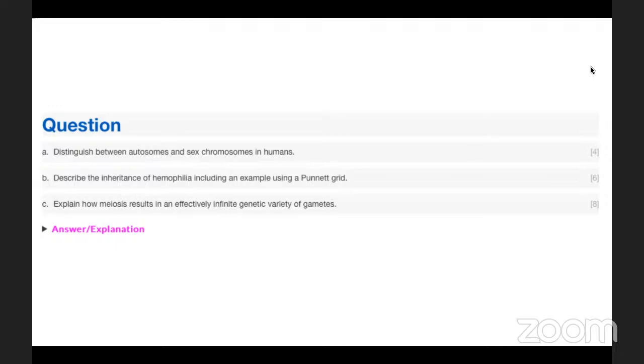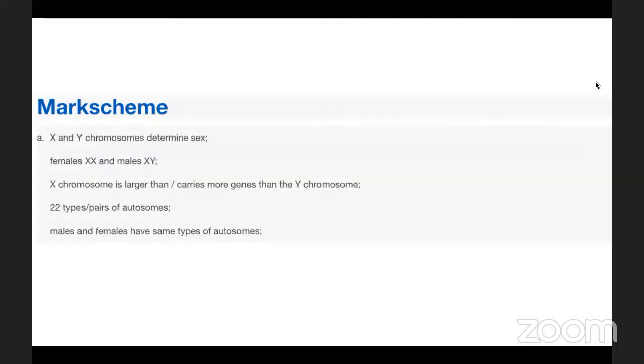So, the first yang you guys kena buat ialah dah nama distinguish, bagi definition dulu. What's the definition for autosomes and what's the definition for sex chromosomes in humans? So, terus beritahu the uses lah. X and Y chromosome determine sex. So, females ada XX and males ada XY. X chromosome is larger and carries more genes than the Y chromosome.